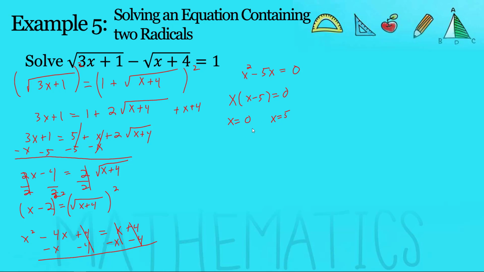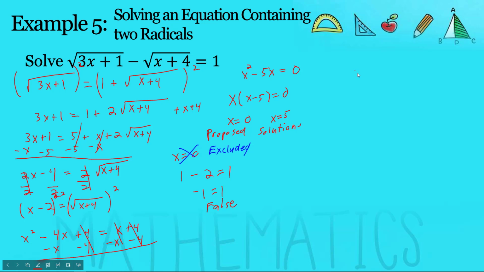Okay, now we need to test both solutions. So let's take a look, and these, once again, are our proposed solutions. Okay, well, let's take a look at x equals 0. For the case where x is equal to 0, we will have 3 times 0 plus 1, which is 1. The square root of that will be 1, minus 0 plus 4, which is 4. The square root of 4 is 2. You have 1 minus 2 is equal to 1, and that reduces to negative 1 is equal to 1, which of course is false. So x equals 0 has to be excluded.